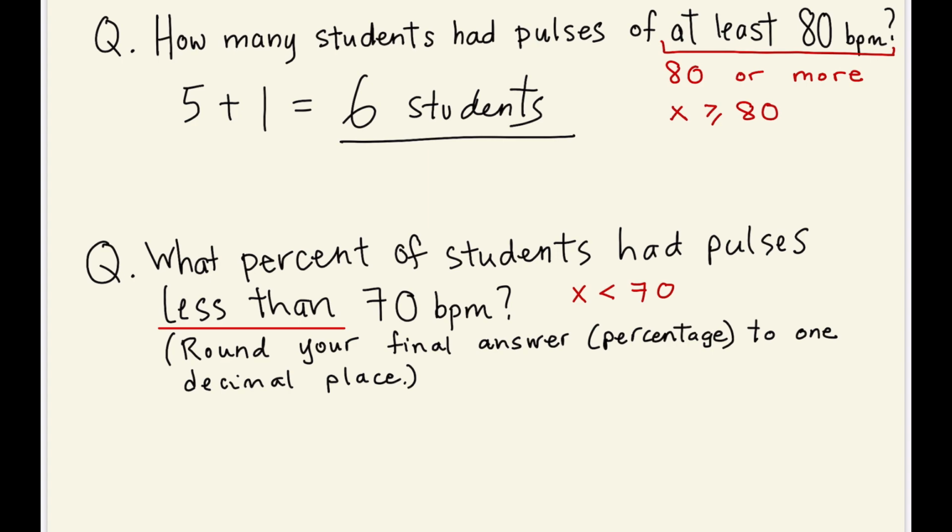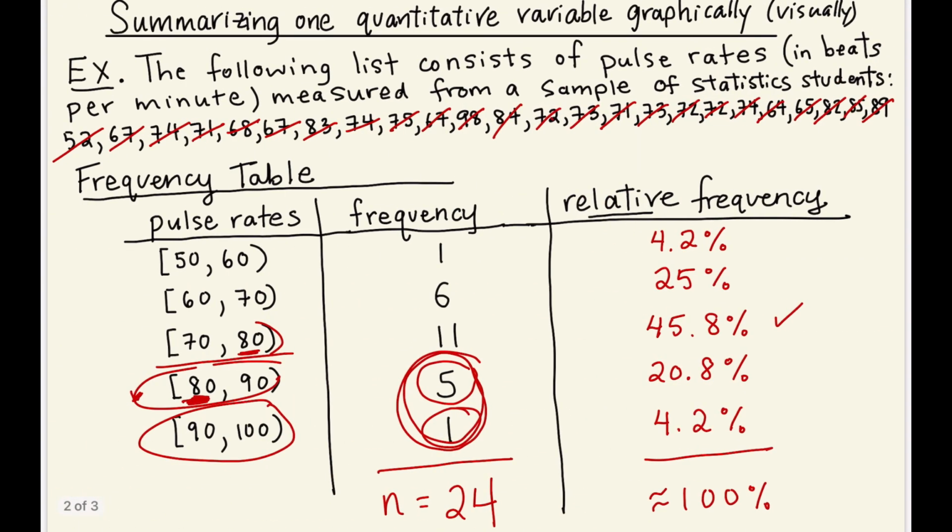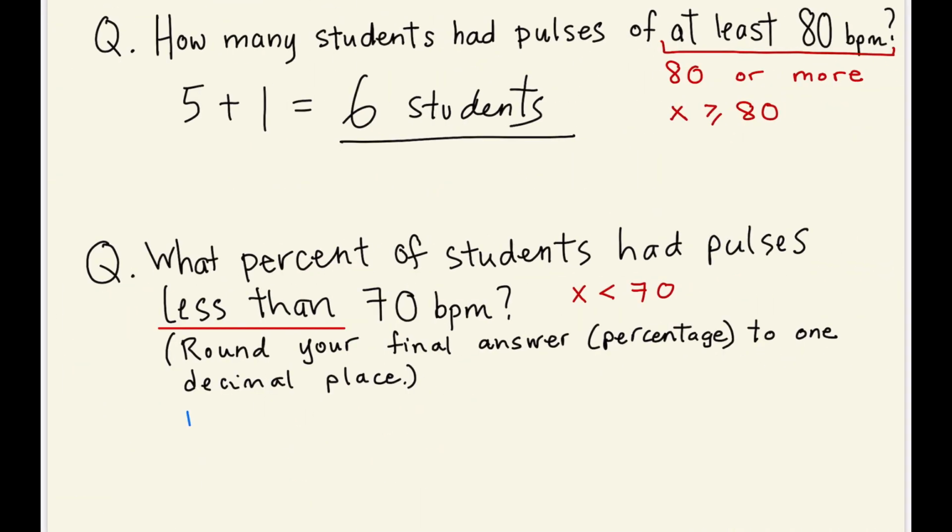Again, I'm going to go back to the table, and the relevant classes will be these 2 classes, because remember that 70 is included in this class, but it is not included in this class. Since we're interested in less than 70, these would be the relevant classes. And we can see there's 1 plus 6, so there were 7 students who had pulses that were strictly less than 70. However, I'm not looking for the number of students, I'm looking for the percent. So I'm going to divide 7 by 24.